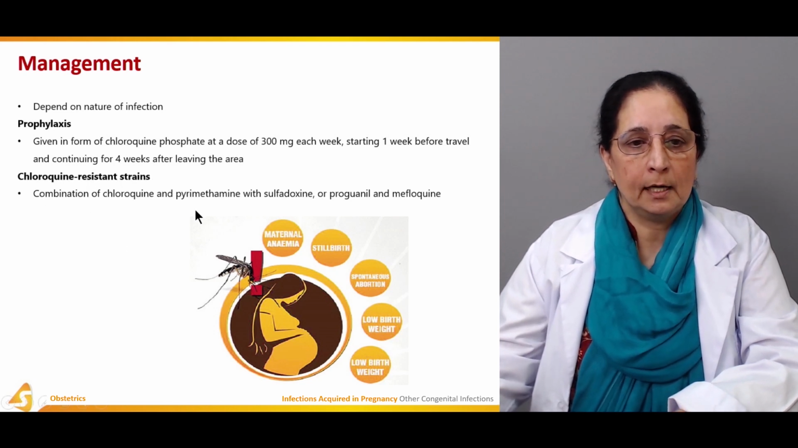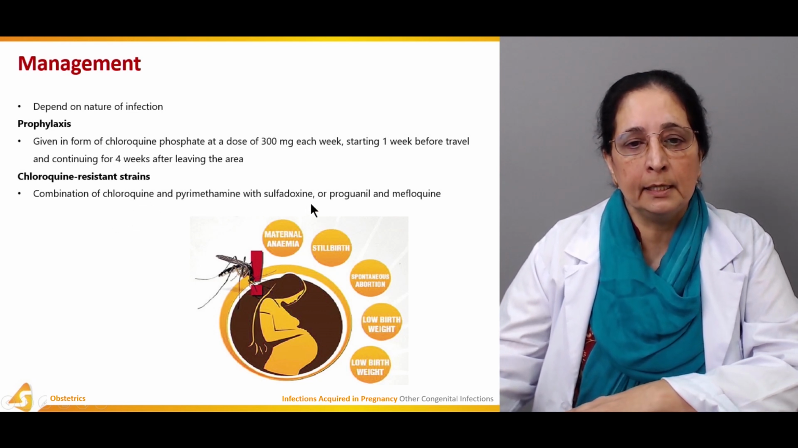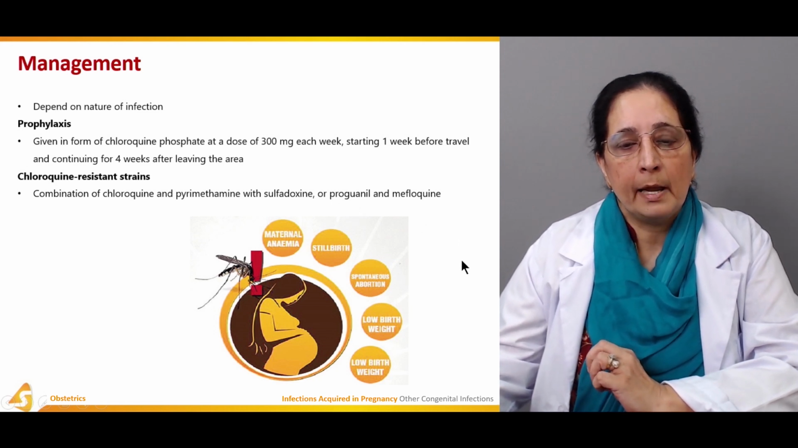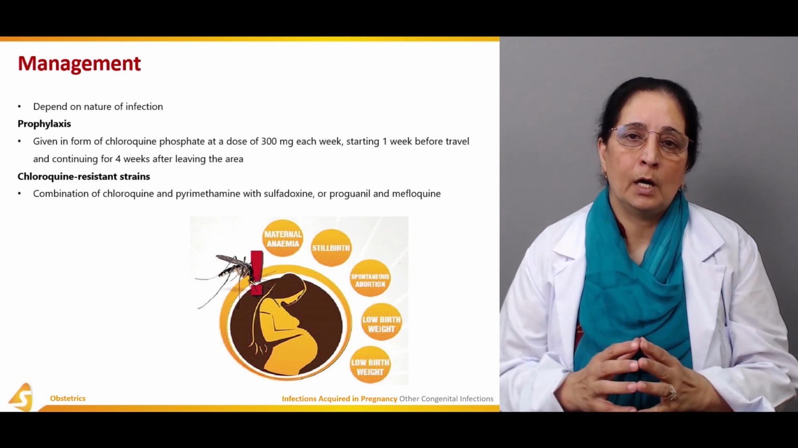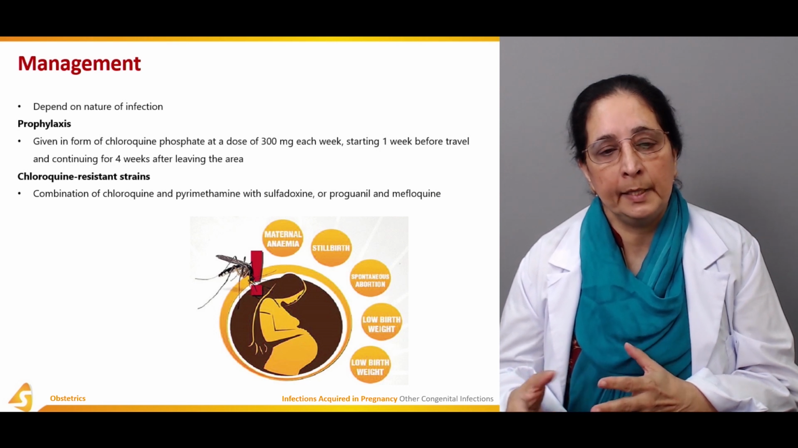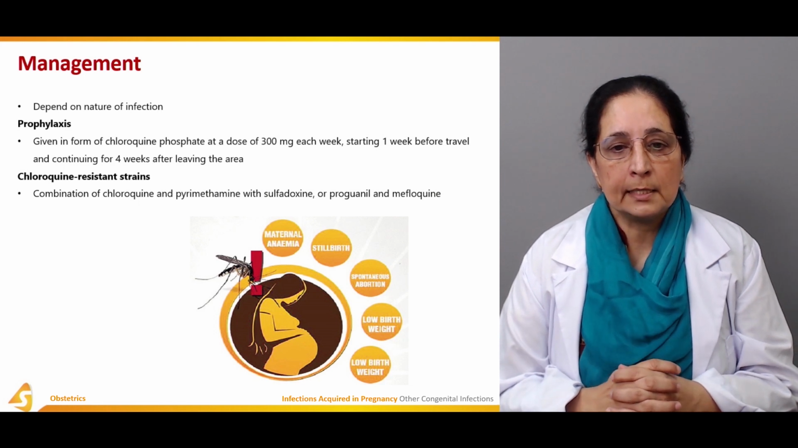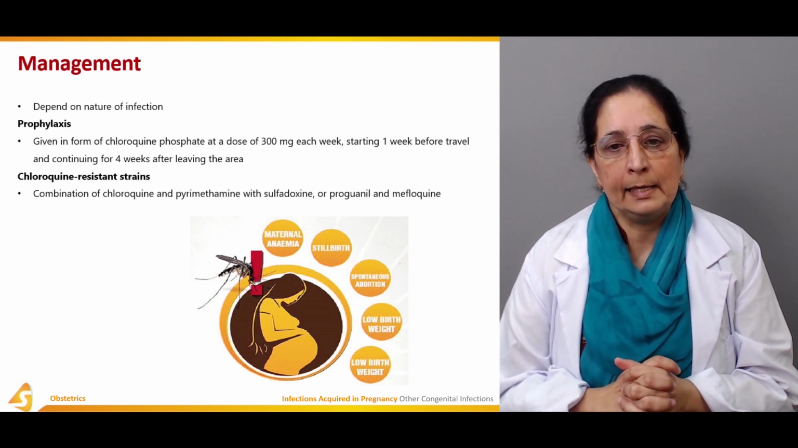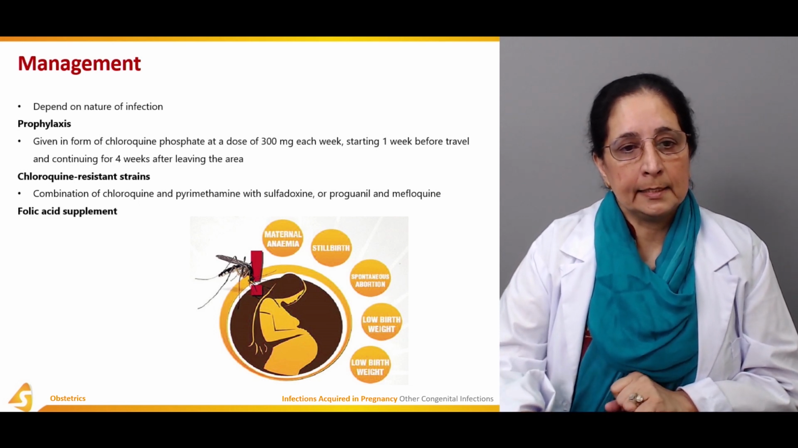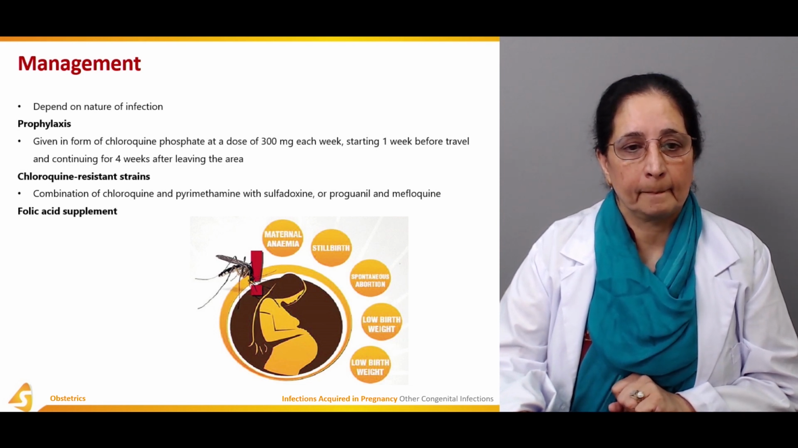Chloroquine-resistant strains are treated by a combination of chloroquine and pyrimethamine with sulfadoxine or proguanil or mefloquine. So patients who are resistant to chloroquine are treated with combination therapy, which includes chloroquine and pyrimethamine, again with sulfadoxine or proguanil and mefloquine. Folic acid supplements should also be used in patients with malaria.